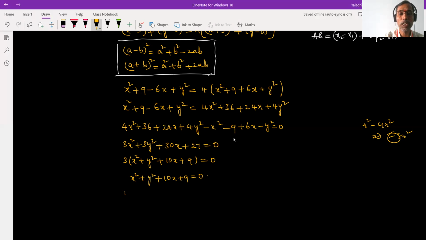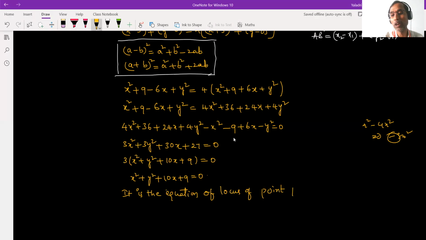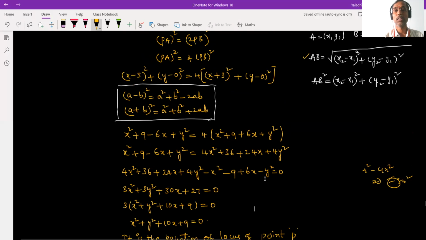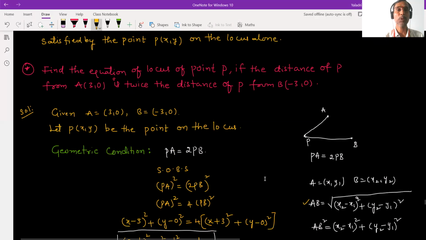So this is the equation of the locus of point P. This is our required equation of locus of the point.